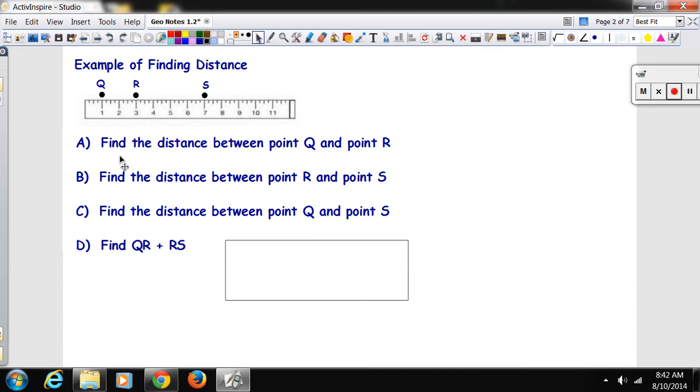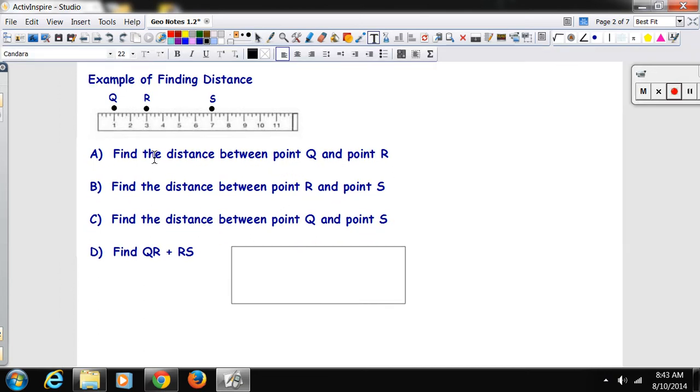Example of finding distance. Find the distance between point Q and point R. Here's Q, here's R, so it's got a distance of 1, 2, because you could do 3 minus 1 or 1 minus 3. That has a distance of 2. Find the distance between R and S. We have a distance that would be 1, 2, 3, 4, or 7 minus 3 is 4. So that's going to be a 4.